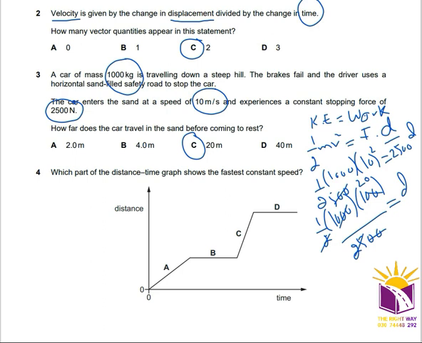We have used the work-energy principle, that energy is converted into work. So kinetic energy is the energy of the car, in which the mass of the car is 1000 and the velocity is 10 meters per second, and the work done is equal to F times D, where F is the stopping force 2500 Newton and D would be our answer, the stopping distance.